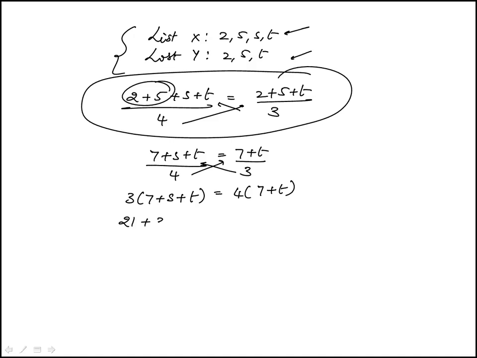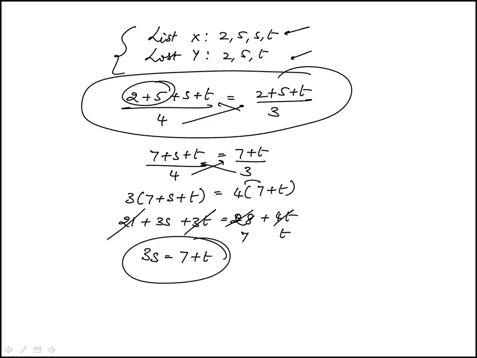Distribute that: 21 + 3S + 3T, and 28 on the other side, 4 times 7 plus 4T. Then simplify, meaning combine like terms: subtract 21, that becomes 7, subtract T, so we get 3S = 7 + T. And so I just have to satisfy this relationship. All that tells me is that S is (T + 7) over 3. This format doesn't really tell me anything as far as whether S is positive or negative.